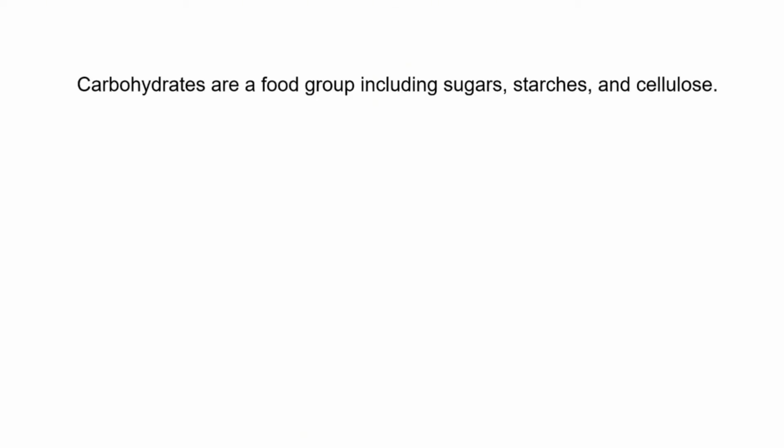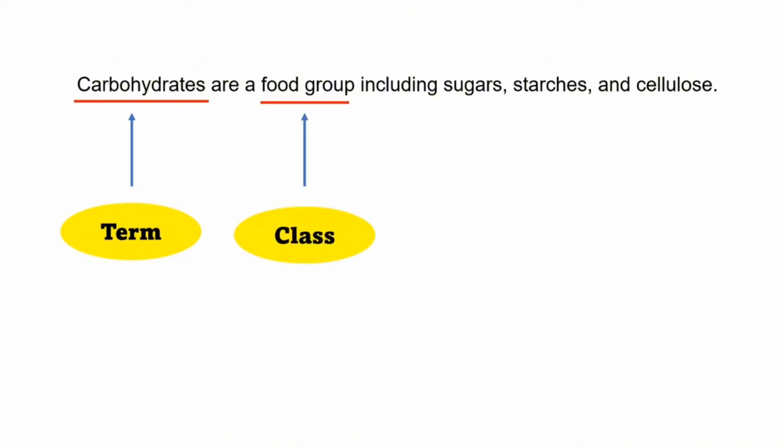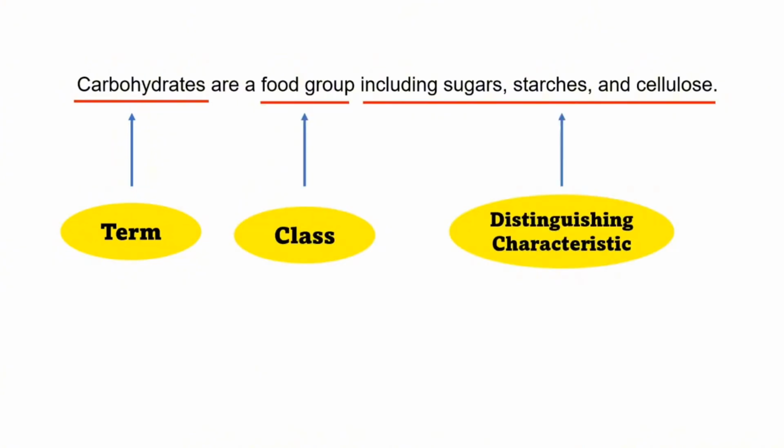Carbohydrates are a food group, including sugars, starches, and cellulose. Carbohydrates is the term. Food group is the class. And this part is the distinguishing characteristic. Tandaan nyo ang mga parts na ito ha, dahil kasama pa rin ito sa tatalakayin natin ngayon.